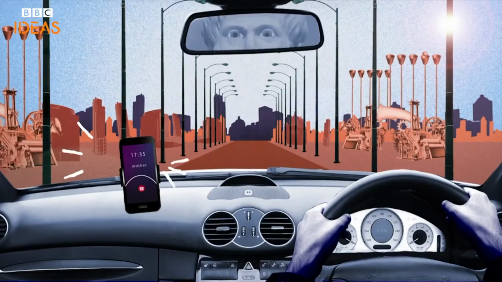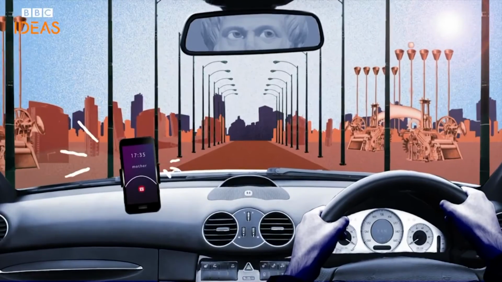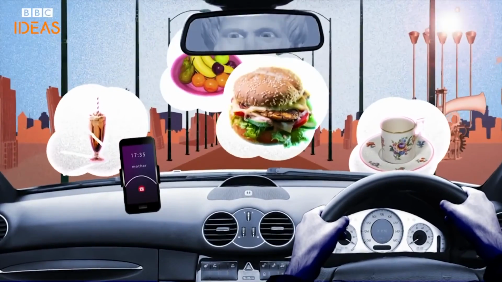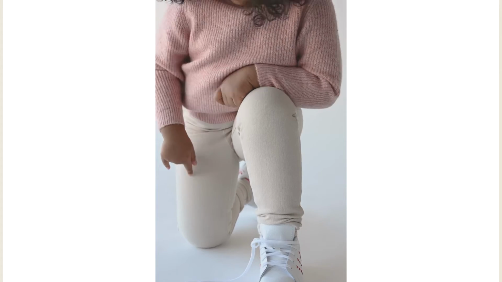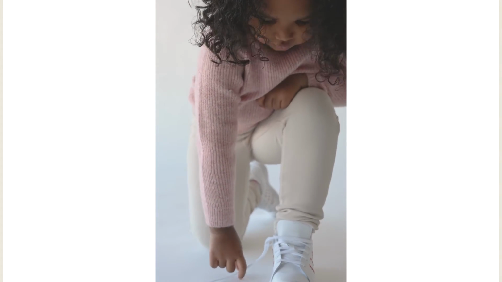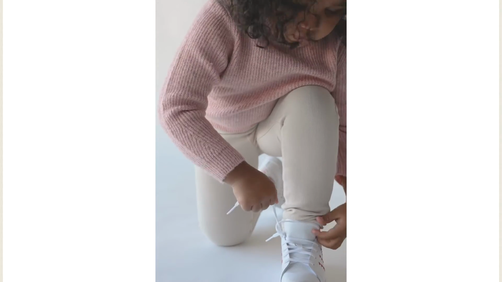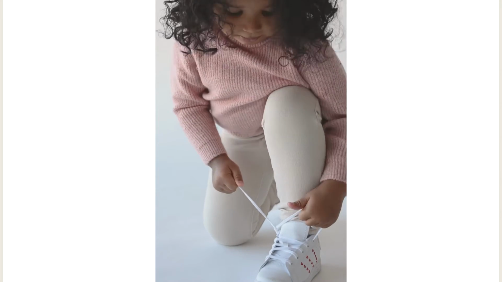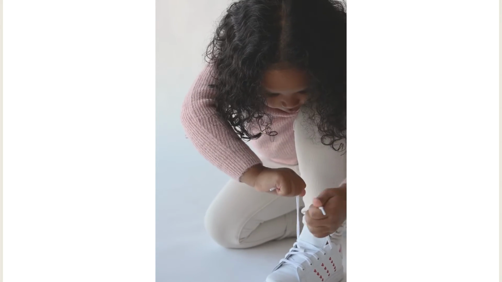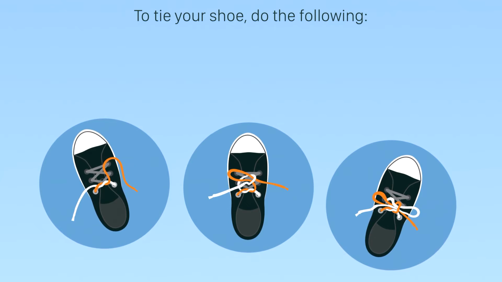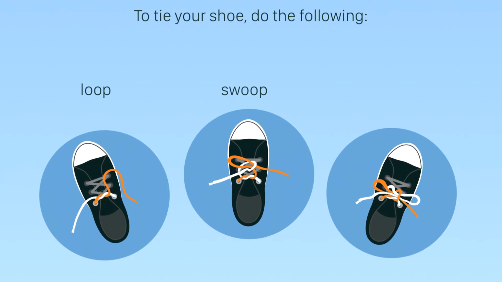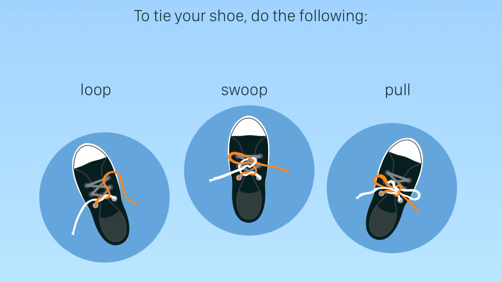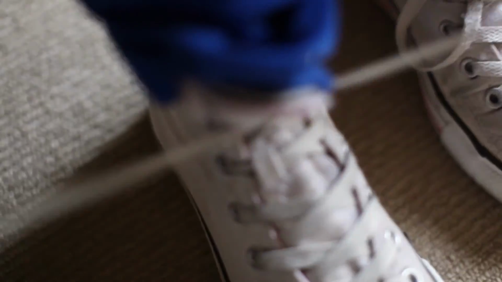Every day, you automatically perform a range of tasks without even thinking about what you're doing. But when you were a kid, even a simple task like tying your shoe took time to automate. At first, you had to learn it step by step. Something like, to tie your shoe, do the following: loop, swoop, and pull. But over time, all you had to do is tell yourself, tie my shoe, and you would do all the steps. This is the same for computers.